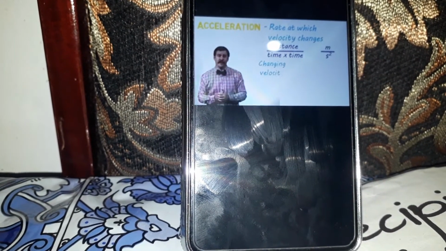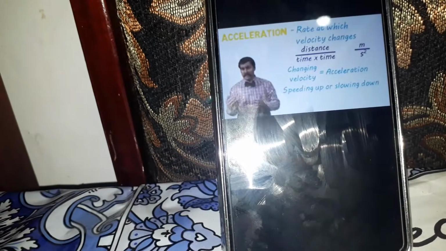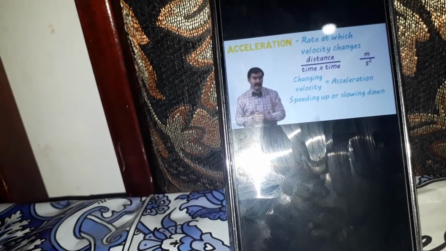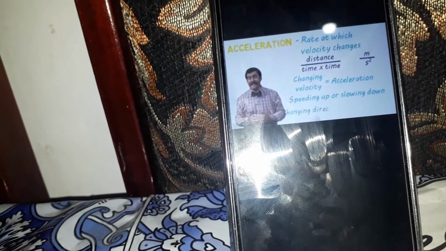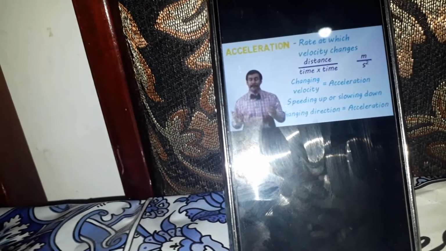Anytime you change your velocity, you are accelerating. That can be speeding up or slowing down, which is also known as negative acceleration. But direction is also a component of velocity. So when you change your direction, even if your speed doesn't change, you are accelerating. Does that blow your mind?